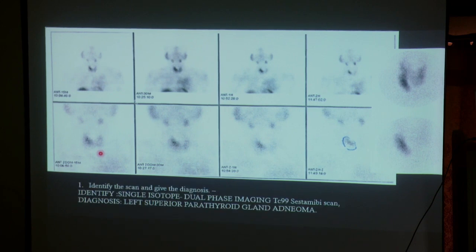It's a single isotope dual phase imaging which is done. So initially the isotope has been taken up by the thyroid as well as the parathyroid. And in the delayed images, the thyroid uptake has diminished. We're able to see the persistently present superior parathyroid gland adenoma which is seen in this case.